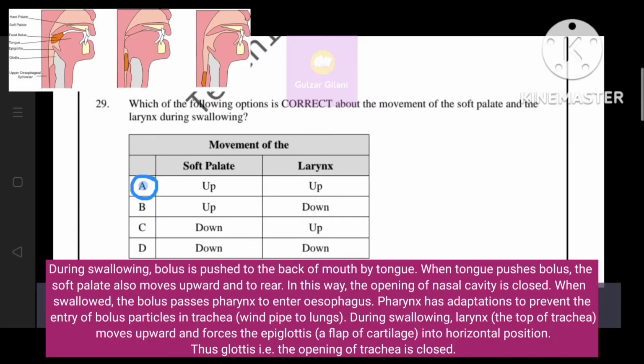The pharynx has adaptations to prevent the entry of bolus particles into the trachea. During swallowing, the larynx moves upward and forces the epiglottis into a horizontal position. Thus, the glottis, that is the opening of the trachea, is closed. That's why option A, up, is the correct answer.